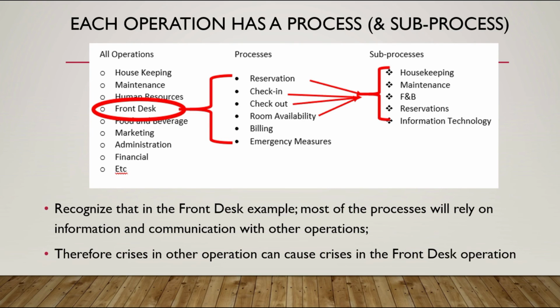Each operation has a process and a sub-process. The BIA will be executed for all the operations, and if we look at the front desk operations, all processes in its domain include reservation, check-in and out, room availability, billing, emergency measures, etc. But most of the processes will rely on information and communication with other operations. Therefore, crises in other operations can cause crises in the front desk operations.